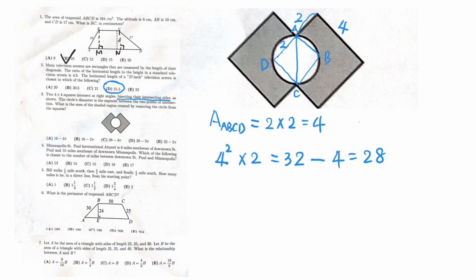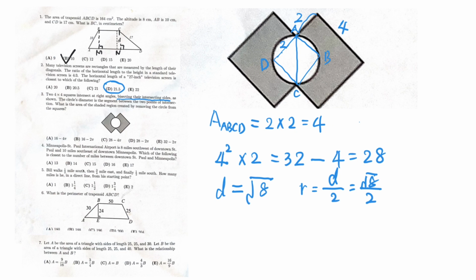They only ask shaded. The circle, the diameter equals the AD square plus the DC square, Pythagorean theorem. So that's the 2 square plus the 2 square. That's the 4 plus 4, 8. So D equals square root of 8. And the radius equals the D over 2.